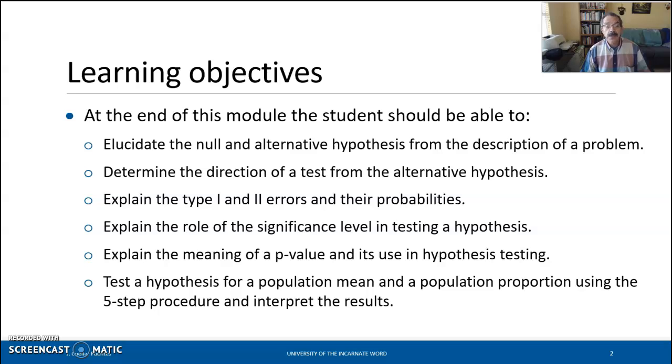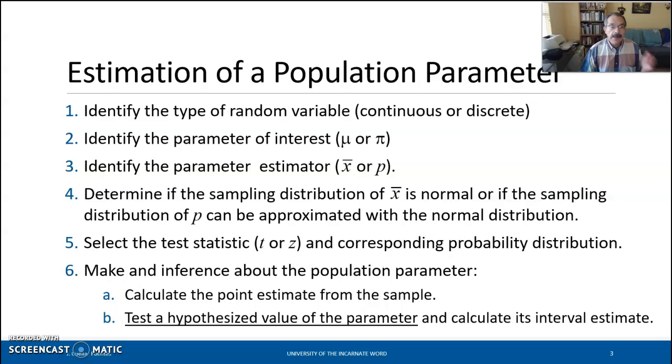And finally, you should be able to test the hypothesis of a population mean or a population proportion using what we call the 5-step procedure. And of course, interpret the results that you obtain at the end of applying this 5-step procedure. All right, let's look at the estimation of a population parameter. This is the procedure that we follow when we constructed a confidence interval. And now we're going to follow the same procedure to test the hypothesis.